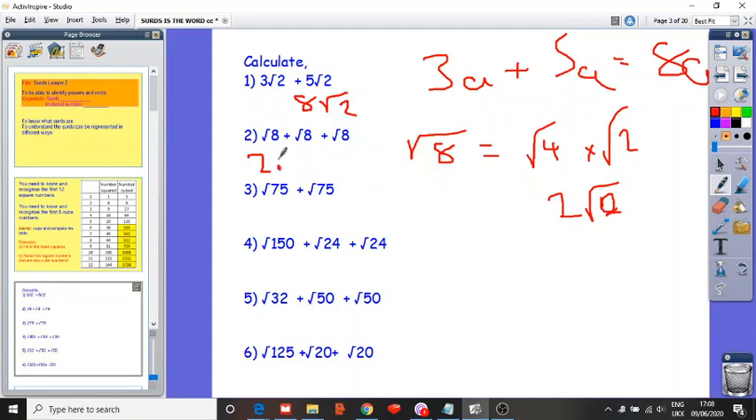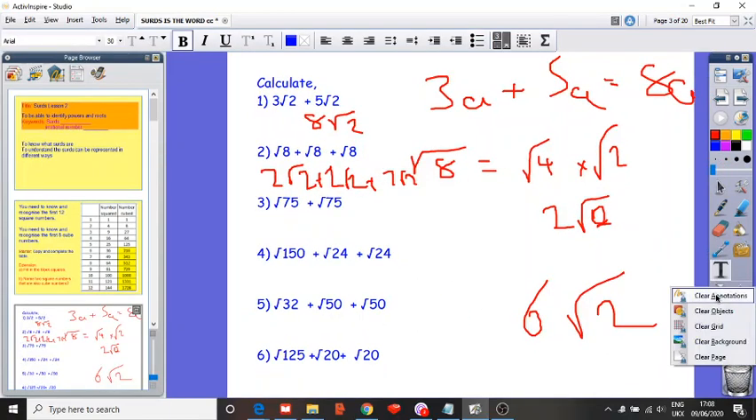So this is 2 square root of 2 plus 2 square root of 2 plus 2 square root of 2. I've got 1, 2, 3, 4, 5, 6. So my answer there is going to be 6 square root of 2. Okay. Right, I'm just going to erase the things on the slide here.